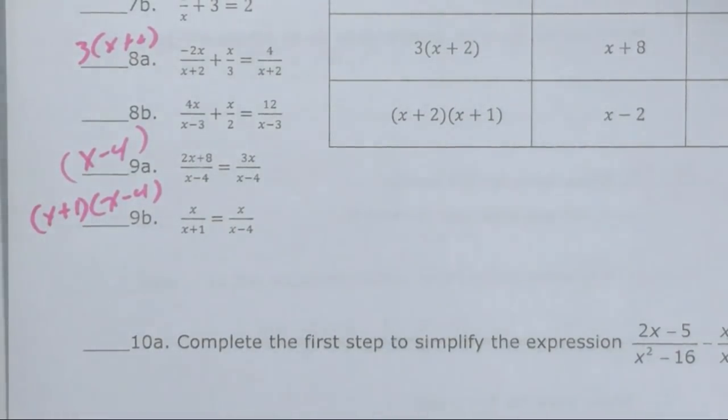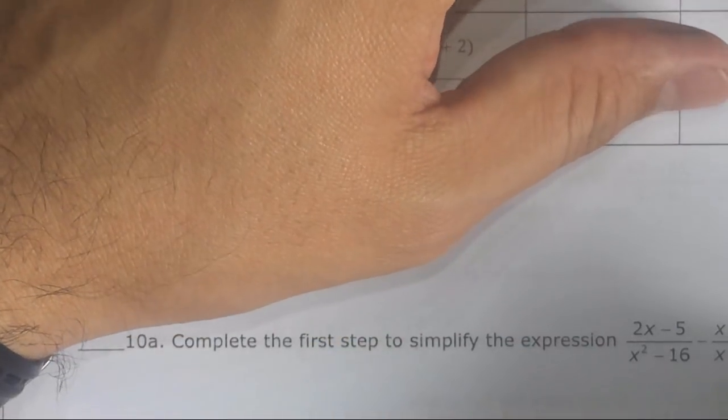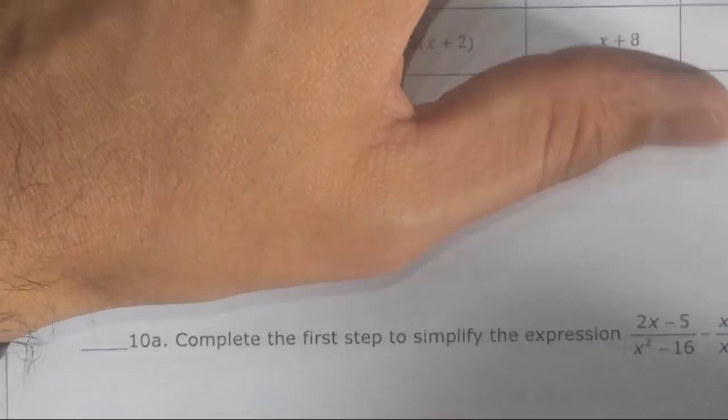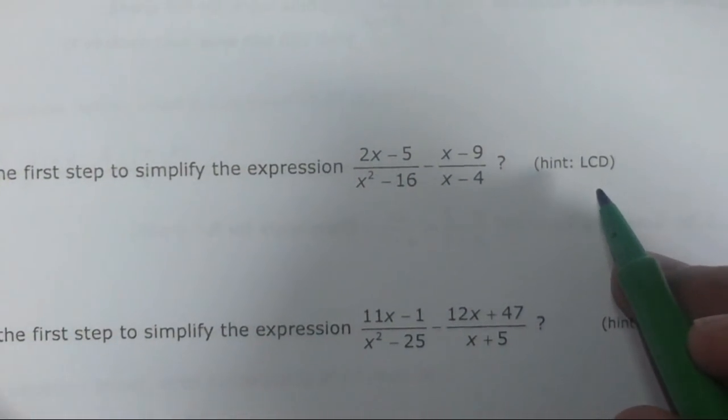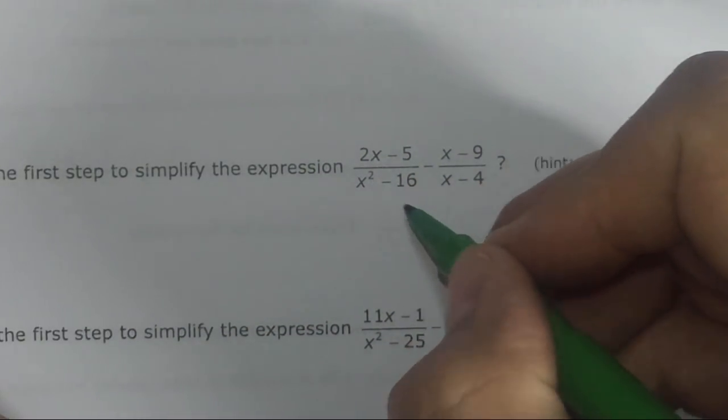Simplify each expression. What are we going to do to simplify each expression? Well, the first thing we need to do is figure out my least common denominator. To find my least common denominator, I need my factors.